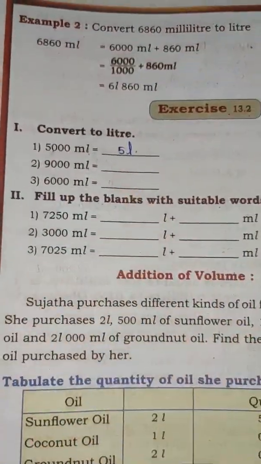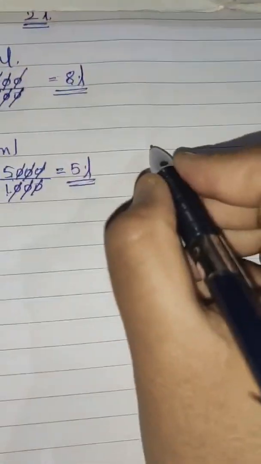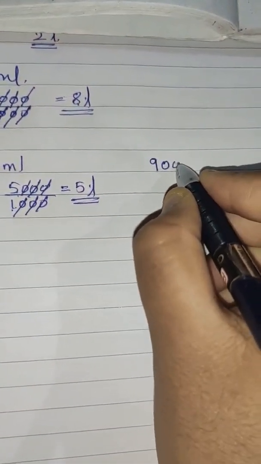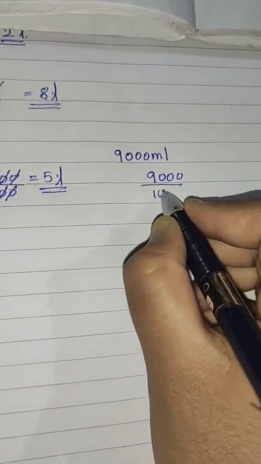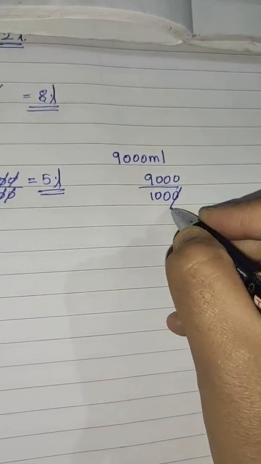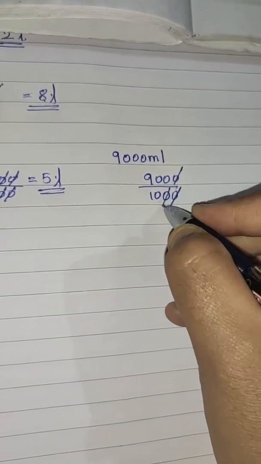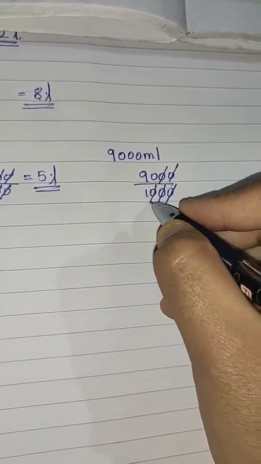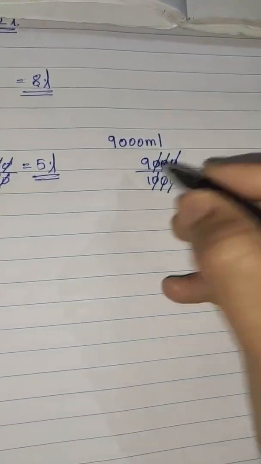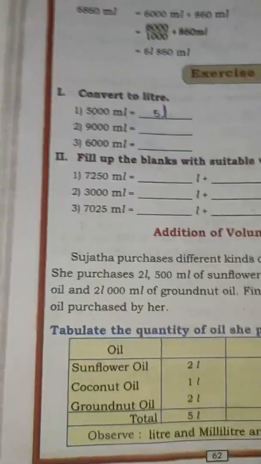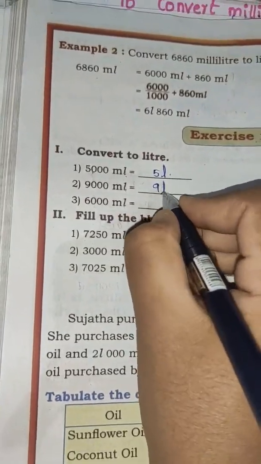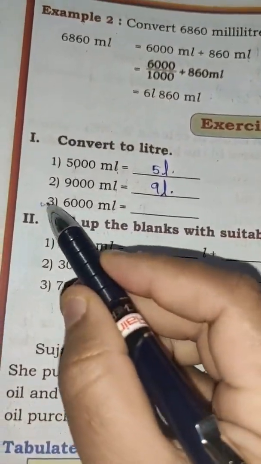Next is 9000. Same thing. You have to apply the same method. 9000 ml means 9000 divided by 1000. One 0 from the denominator and one from the numerator, three times. What is the answer here? 9 by 1 means 9. 9 liter. We will write here 9 liter. Okay, you just do the third one.